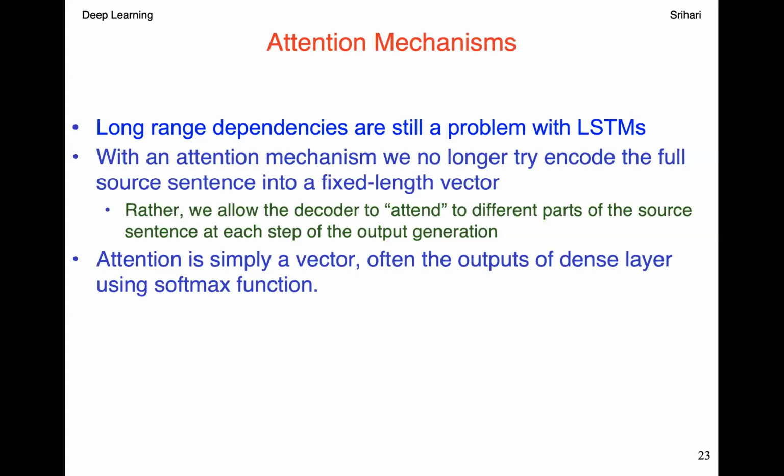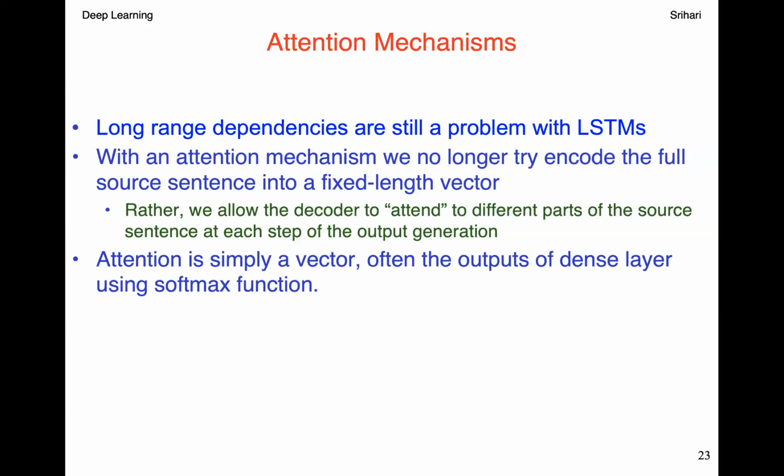With the attention mechanism, we no longer try to encode the full source sentence into a fixed-length vector. Remember, throughout, that context C_T is being passed along, and that has to remember all the information that was in the present. With the attention mechanism, we no longer try to encode the full source sentence.